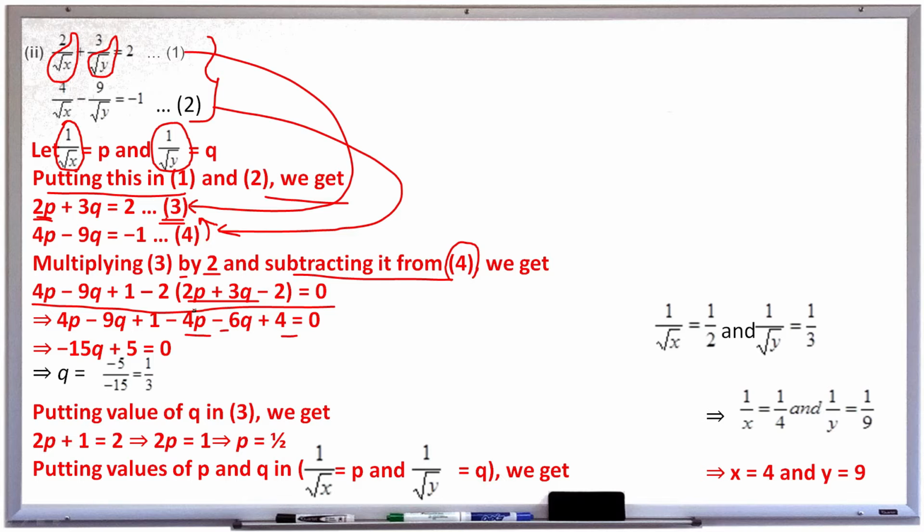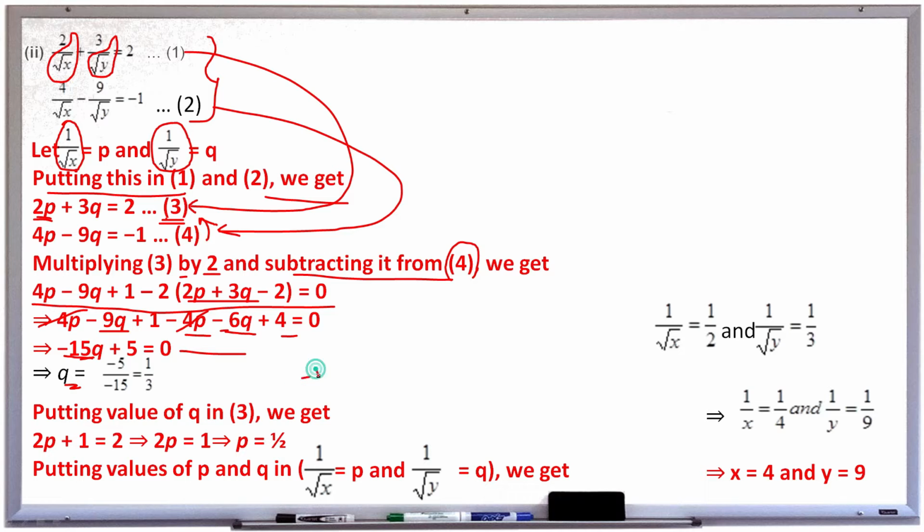Now again we can reduce, here 4p, here minus 4p, you can cancel 4p minus 4p. Now minus 9q will have the same sign, so you have to add. If it is the same sign, you have to add. So 9 and 6 will make 15, the sign is minus, so minus 15q. Then here 1 is there, here 4 is there, 1 plus 4 is 5. Now we want the value of q, so minus 15q plus 5 is equal to 0.